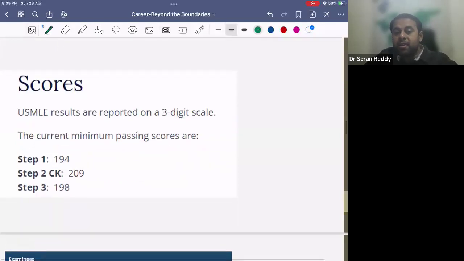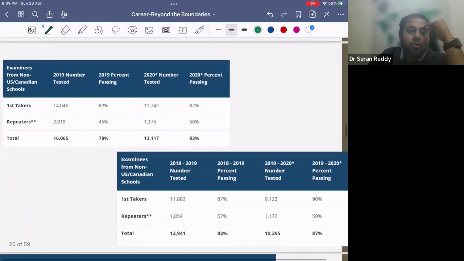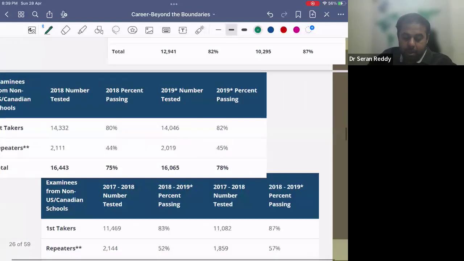USMLE results usually are given on a 3-digit scale. Step 1, 194, if you get it, you pass. Step 2 CK, 209 is a pass, but Step 2 CK is the most important thing, among the scores this is the one which determines your chances. So ideally we should aim for 240 plus along with a good portfolio. Usually the pass percentage is close to 87%, but it's not about passing here, it's about getting into the residency. That's what matters to us, basically.